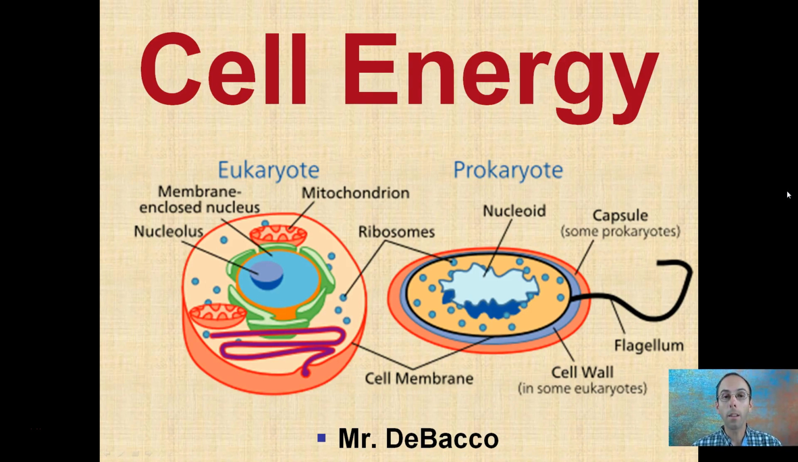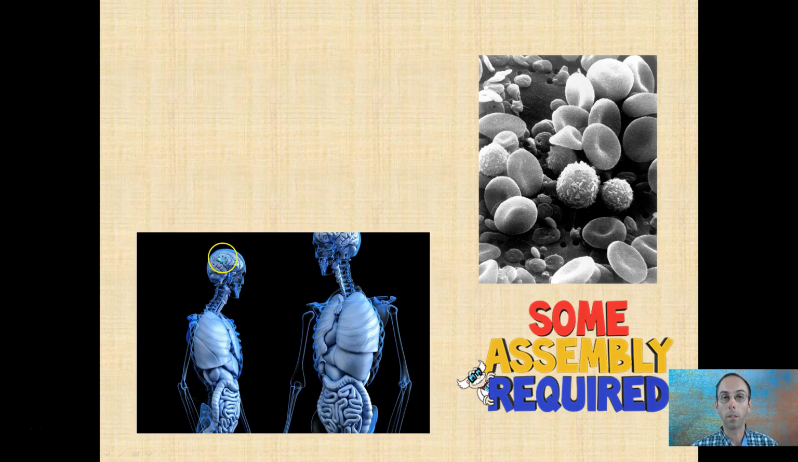Okay, here we're going to look at cell energy. Whether it's a eukaryotic cell or a prokaryotic cell, all cells need and require energy. Just a reminder, eukaryotic cells contain membrane-bound organelles. Prokaryotes do not. An example of a prokaryote cell would be a bacteria, and a eukaryotic cell could be a plant or animal cell.